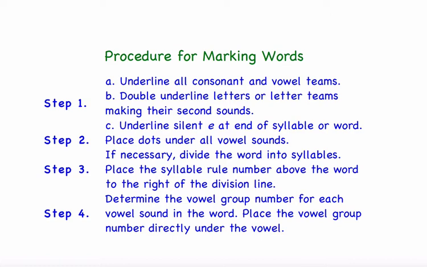Then, if we have a multiple syllable word, two syllables or more, two vowel sounds or more, we break the word up into syllables and apply syllable rule numbers, writing the number above the word to indicate the syllable rule number in effect. Finally, step 4, we go under the word to the vowel sounds and assign vowel group numbers to each of the vowel sounds within each of the syllables.